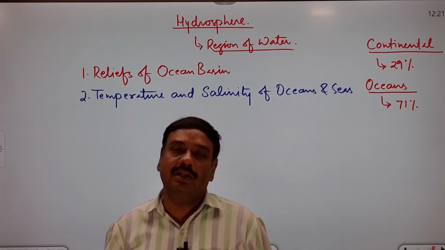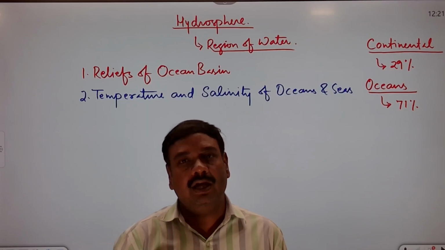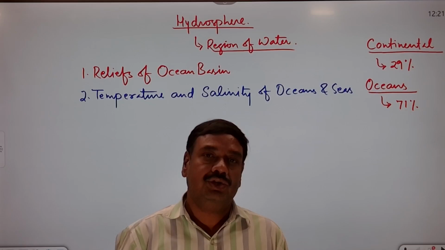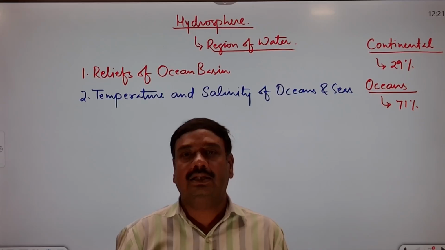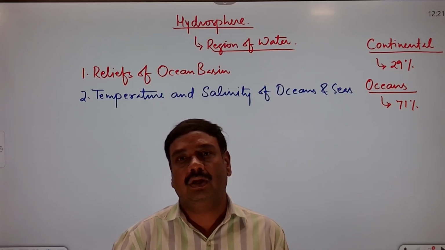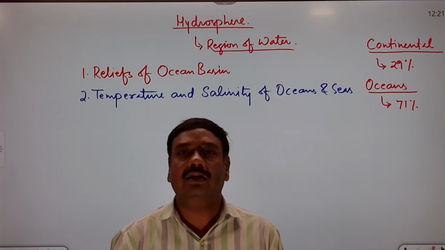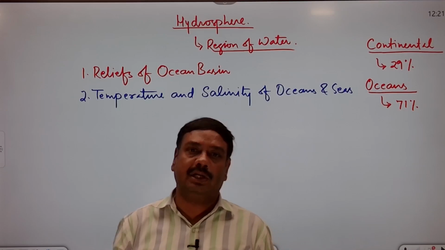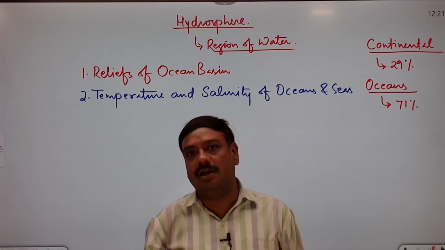In this part, we will see what the trend of distribution of temperature is, from where the sea part or the oceanic water actually gets its temperature, and how this temperature gets distributed, and what factors basically affect the temperature conditions. So, this part is related to that.